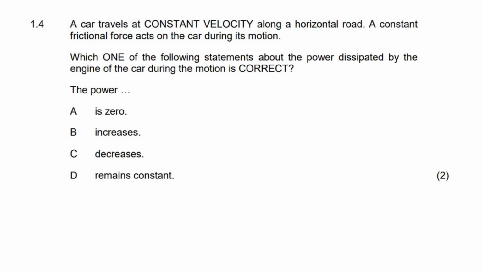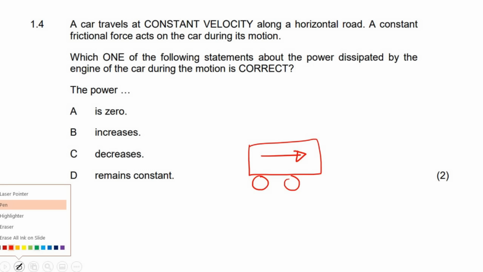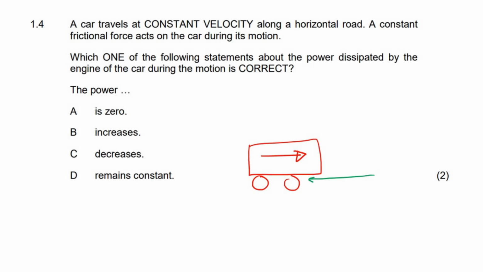A car travels at constant velocity along a horizontal road. A constant frictional force acts on the car. Let's draw that out quickly. So we've got a car going in that direction, for example, but it's going at a constant velocity. They tell us that a frictional force acts on the car, so that would always try to slow the car down, so that's going to be friction.